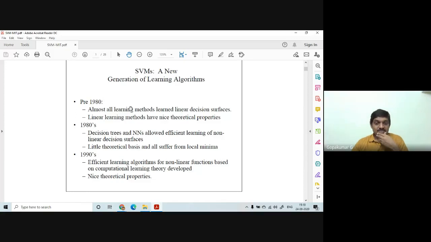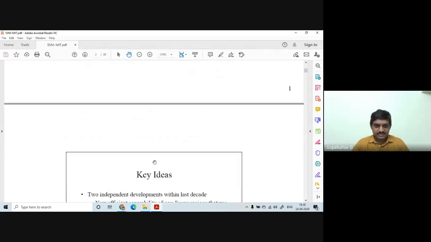The generations of learning algorithms, in history, are maybe pre-1980s, the 1980s, and the 1990s. Pre-1980s, we had only linear decision surfaces. In the 1980s, neural networks and decision trees came, which allowed non-linear decision surfaces. And in the 90s, you have efficient algorithms, maybe SVM and other things, that came. So that's the history they tell.